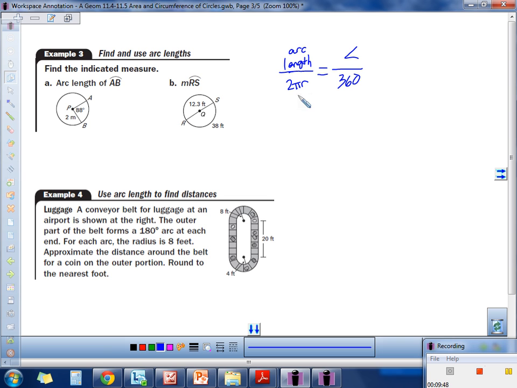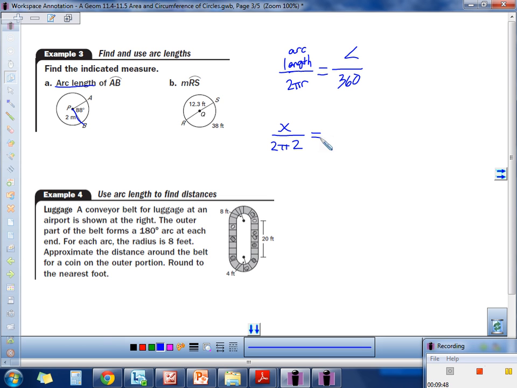So we need to plug in what we can find on this picture into that formula in order to find arc length. So the first thing I would realize is I have arc length is our unknown. We'll call it x. On the bottom, we're supposed to do 2 pi r. Well, we are given our radius. It's 2. So I could do 2 pi times 2.